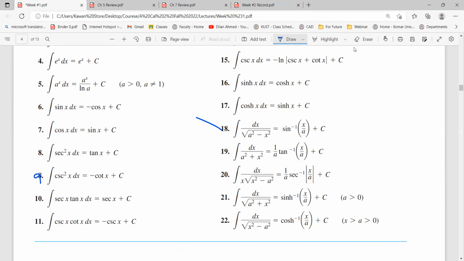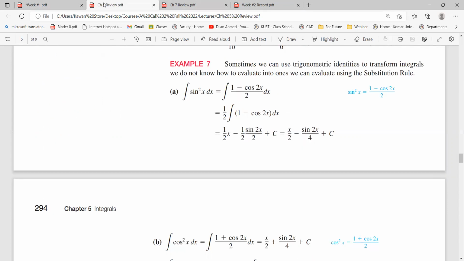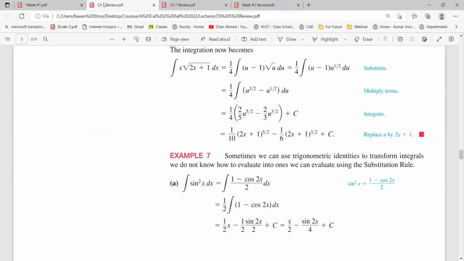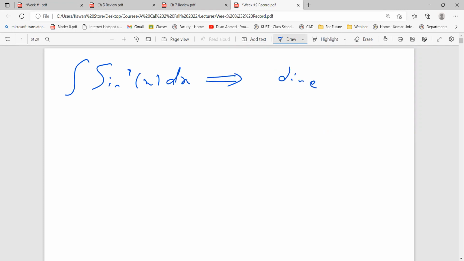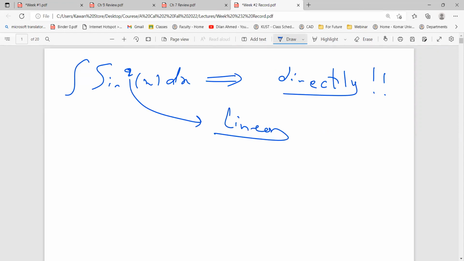So now I'm going to solve that one in chapter 5, which I think just remains examples 5, 7, and 6 to review. In that example, we have sine square. If we have the integral of sine square of x dx, we see that we cannot solve it directly. So we need to change from the square to what? To linear. Do you remember that word? We said it in the previous lecture.